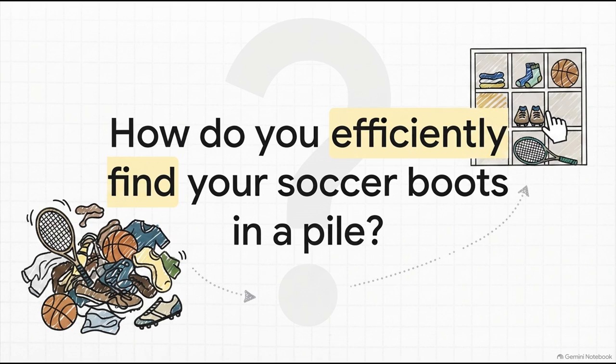Imagine you have this giant, unorganized pile of sports gear. Soccer, tennis, basketball, all just thrown together in a heap. If someone asks you to quickly find the soccer boots, well, doing that efficiently is basically impossible. It's a total nightmare. And that is exactly the problem Python's data structures are built to solve. They organize vast amounts of items in the computer's memory to make retrieving and modifying them significantly faster.